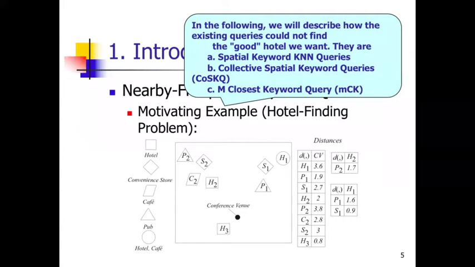In the following, we will describe how existing queries could not find the good hotel we want. There are A, spatial keyword KNN queries, B, collective spatial keyword queries, CoSKQ in short, and C, m-closest keyword queries, mCK in short.